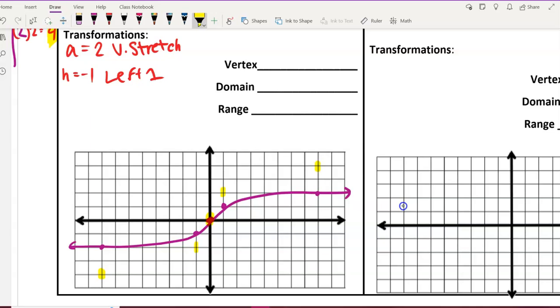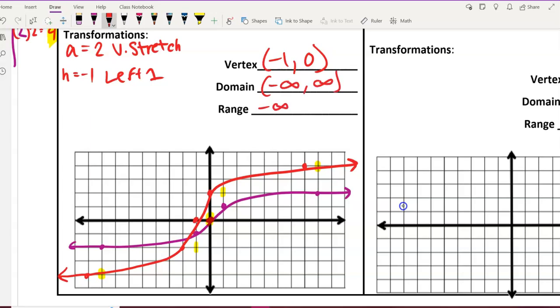Now we have shown the stretch. Now we need to show the movement of left 1. So we're going to move all the points left 1. And here's our new graph. Our vertex is at (-1, 0). Our domain and range are -infinity to +infinity.